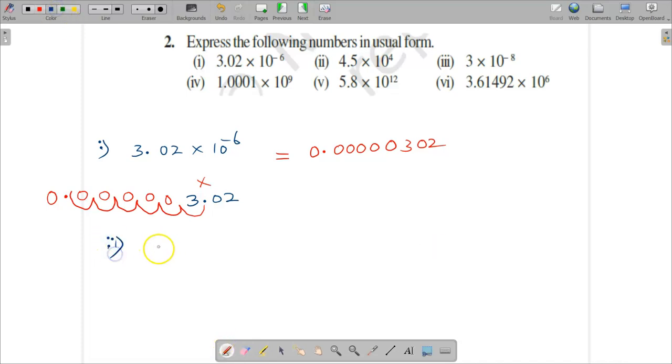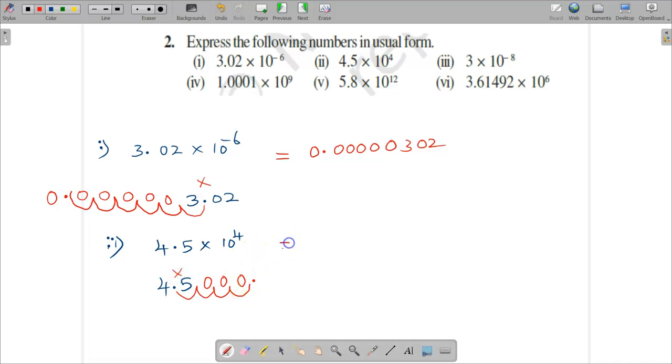So similarly we need to solve the second problem. Coming to the second problem, 4.5 into 10 power of 4. Here the power is positive. Positive means when we multiply by this term, it will become a bigger number. Bigger number means we need to move the decimal point to the right side. So 4.5 we have, and we need to move the decimal point to the right side. When we move right side, it becomes 1, 2, 3, 4. So 4 times we need to move. How many zeros do we need to introduce? 3 zeros. So this decimal point will be removed and will come here.